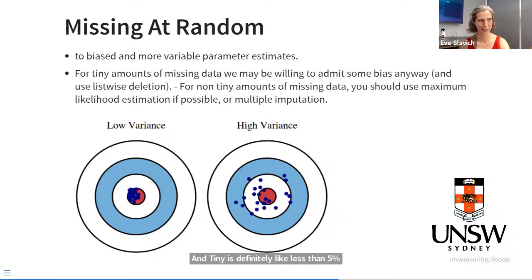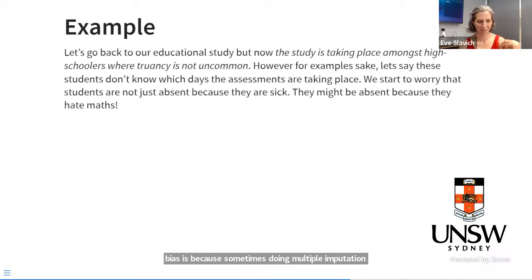That was for missing completely at random. When you're missing at random, I think you want to be a lot more conservative. And the reason that you might be willing to admit some bias is because sometimes doing multiple imputation does introduce variance, and that's annoying.